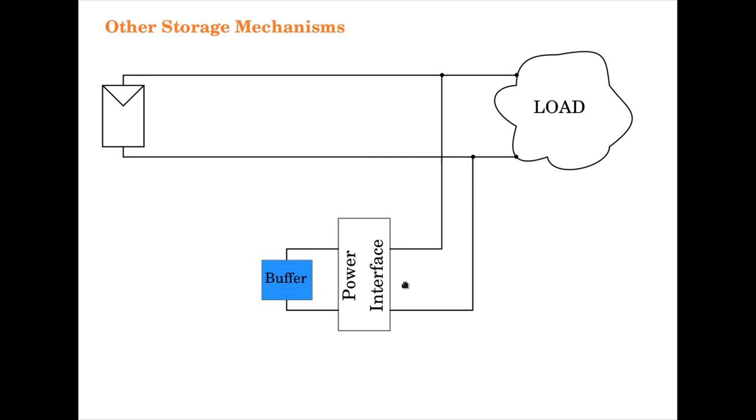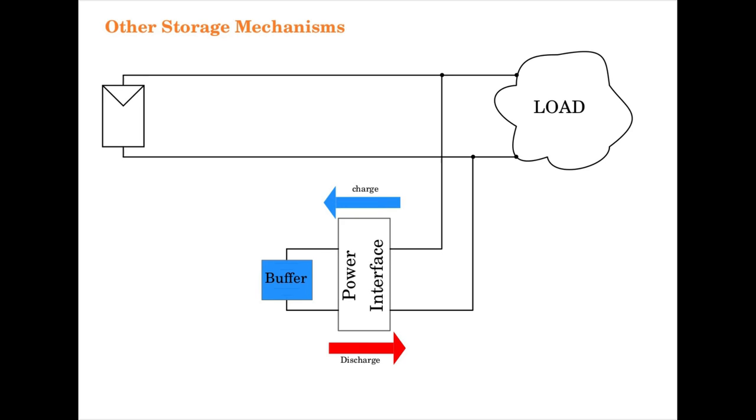Generally this power interface has to be bidirectional in both power and energy flow. So it should be able to charge. Whenever there is excess energy available from the PV panel during high insolation conditions and low load conditions, the excess energy has to flow through the power interface into the buffer. That's called the charging mode.